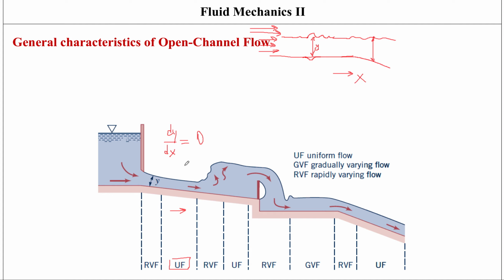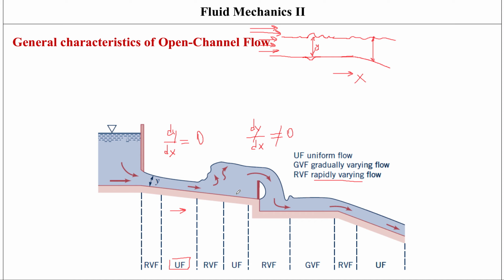Then we've got non-uniform flow types or varied flows. What that means is that the depth is varying across the distance. So dy by dx is not going to be 0 in those cases. That's called a varied flow or varying flow. And then this varied flow can be classified into 2 further types. You've got the rapidly varying flow, which means that the flow depth is changing considerably over a short distance.